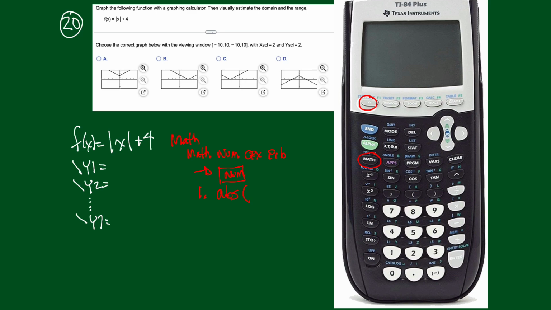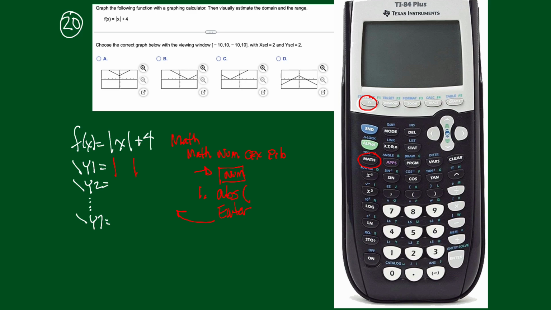You can just press enter because it's number 1, or you can press 1. So just press the enter key. And now under Y1, if you come back over here, you can see in Y1 you have the absolute value of something, and the cursor is blinking in there. Now what you're going to do is type an X.